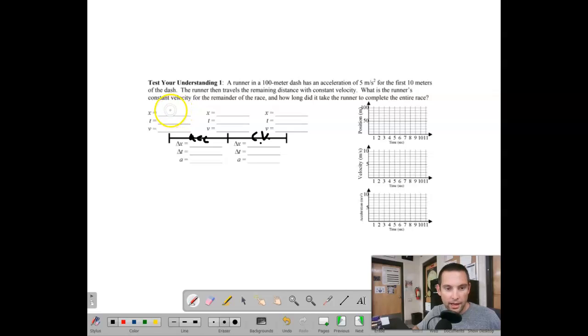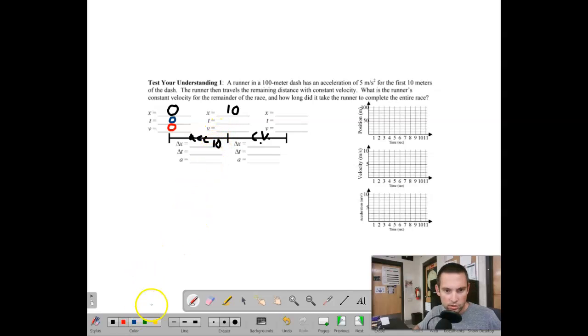We know that in the first segment, our starting position is 0, on the blocks, the starting line. Then for the first 10 meters, we are accelerating. So what is our final position going to be? 10 meters. Next, the starting time is 0. How long does this go on? We don't know yet. Okay, velocity. Our starting velocity is 0. Our ending velocity? We don't know yet.